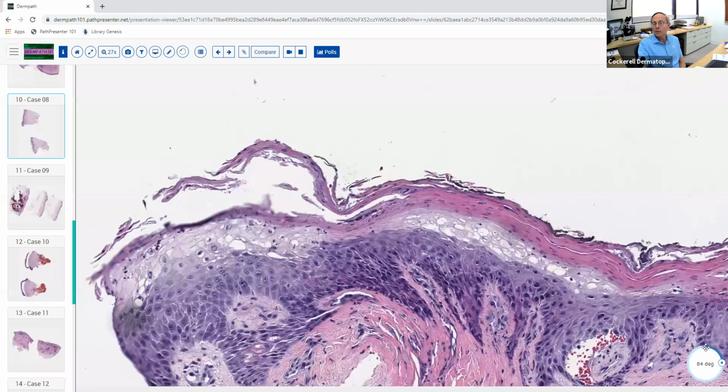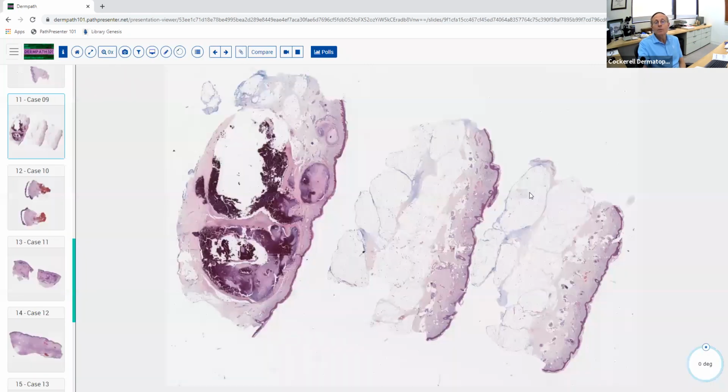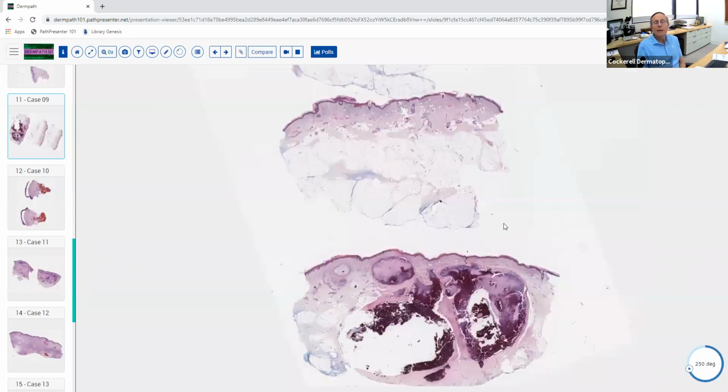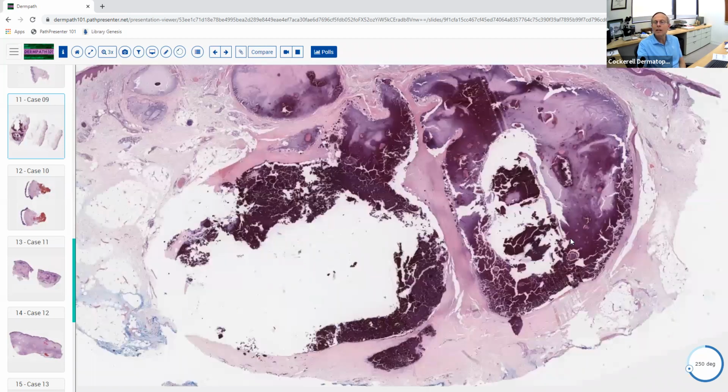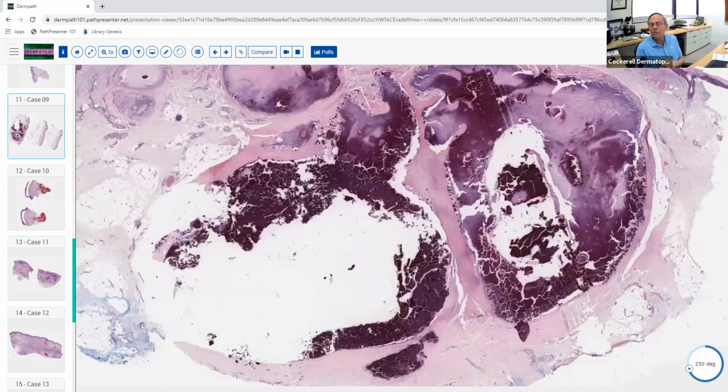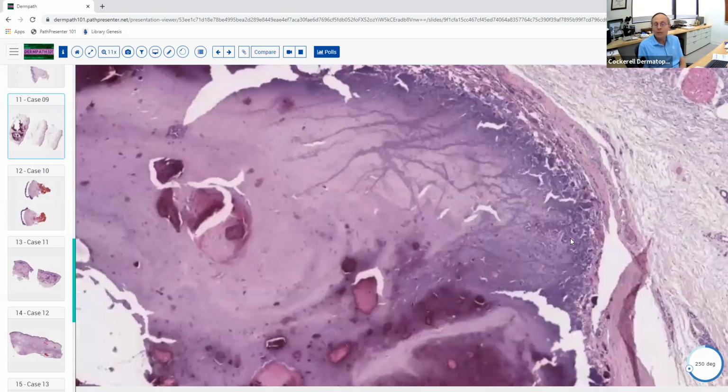Okay, this is a different situation. So here we've got basically in the dermis an abnormality where we've got a lot of hemorrhage, but we've also got this pink purple material. And when you see purplish color in the skin like this, you should all immediately think of calcium that's deposited. And so this is an example of calcinosis cutis.